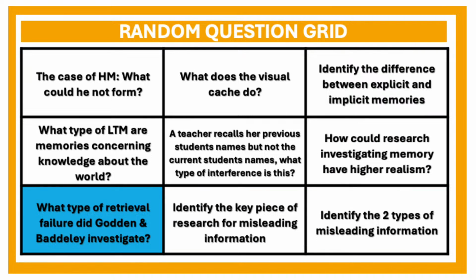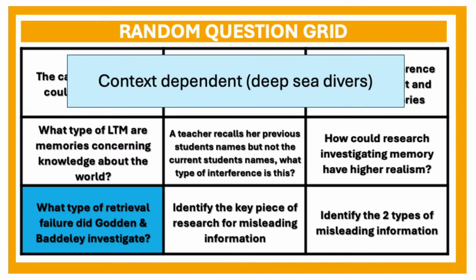What type of retrieval failure did Godden and Baddeley investigate? So not Goodwin, Godden and Baddeley. What type of retrieval failure did they investigate? Yeah, external cues, context. Context dependent forgetting. Well done. Not state dependent, context dependent, this one. The state dependent was by Goodwin with the sober and drunk students with the list of words to recall.